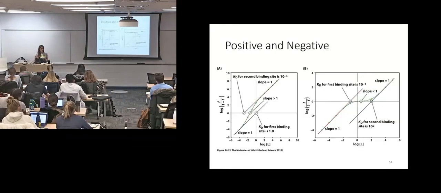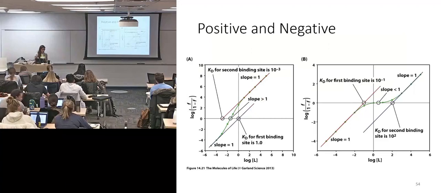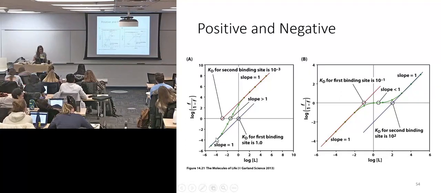So here's how the curve looks different if you have negative cooperativity. Instead of a slope that is higher than 1, you'll have a slope that would be shallower than 1. So in this case, we had a slope of 1 for each of our 2 different states, but we know we have a slope greater than 1 if we see positive cooperativity, whereas if binding to the first site lowers the affinity for the second site, the Kd goes up.